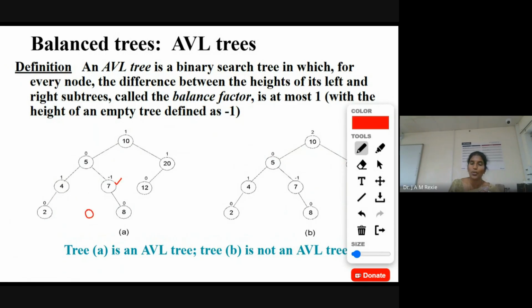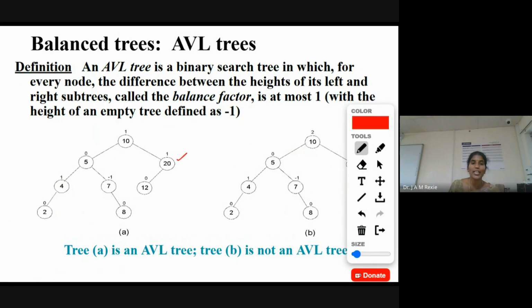And if we take 7, on the left side there is no level at all. It is 0 levels, and at the right side I'm having only 1 level. So 0 minus 1, we are having the balance factor as minus 1. If we take 5, the left subtree has two levels, 4 and 2. 4 is at one level and 2 is at the next level. Similarly, at the right side, I'm having two levels, 7 and 8. And hence 2 minus 2, we are getting the balance factor as 0.